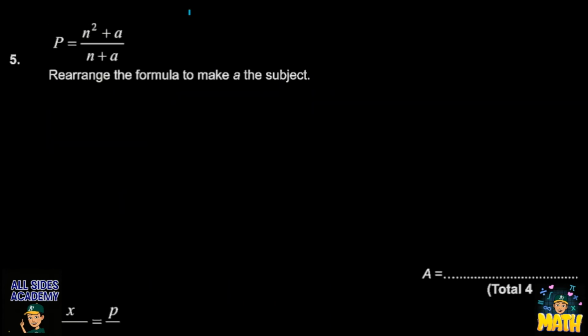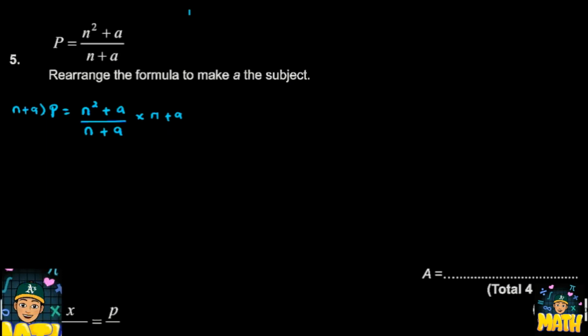Rearrange the formula to make A the subject of the formula. So here, if the letter you are to make the subject of the formula is a denominator, you need to get that out of the denominator. So I will do that by multiplying by n plus a on both sides. So of course, these two will cancel out. That's why I've multiplied them.